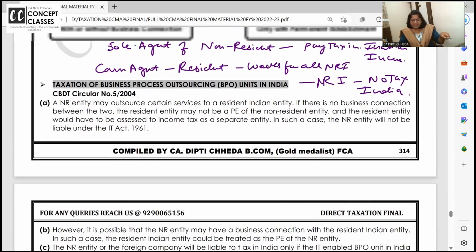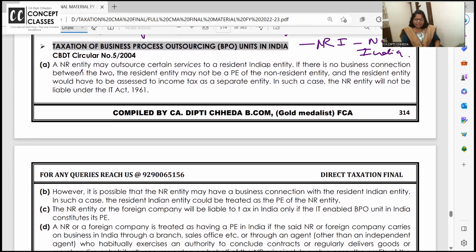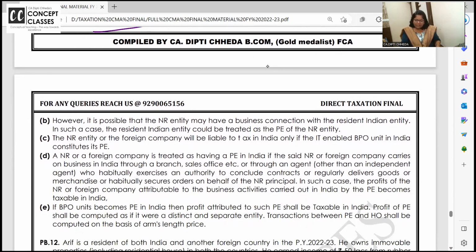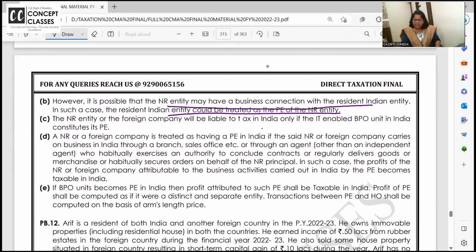Same for business process outsourcing unit in India, BPOs. फॉरेन कंट्री का कुछ आउटसोर्सिंग इंडिया में है, एंड इफ इट इज लाइक अ P, दे हैव टू पे टैक्स इन इंडिया. हाँ, non-resident entity may outsource services to resident. If there is no business connection, the resident entity may not be the P, and resident entity would just be assessed normally. NR entity is not liable to pay tax in India. However, if non-resident has a business connection through the P, then they have to pay tax in India. NR entity of foreign company will be liable to tax only if the BPO unit constitutes a P.